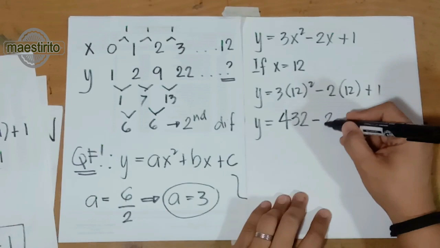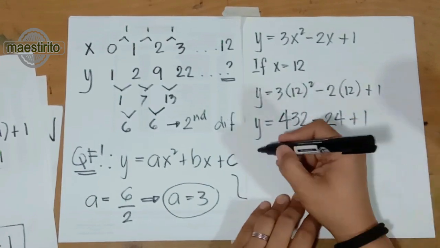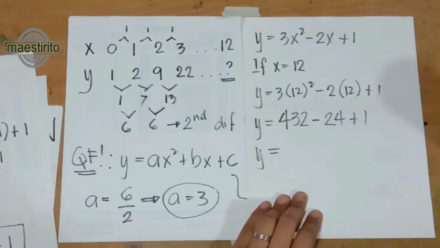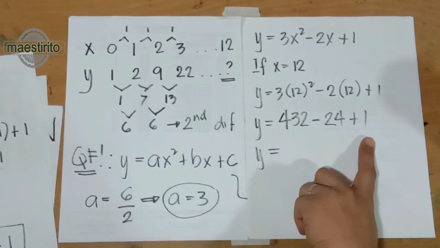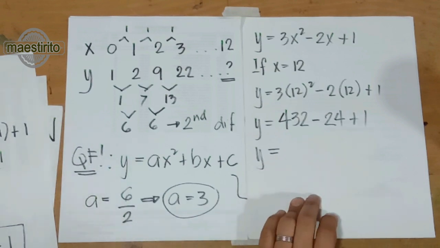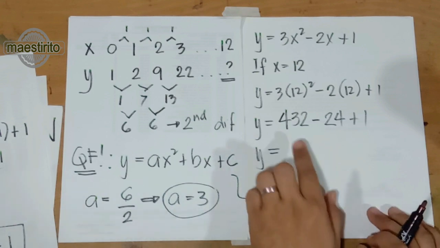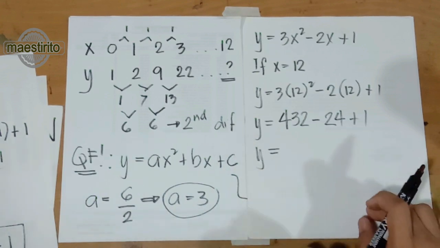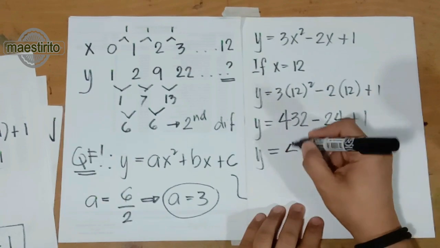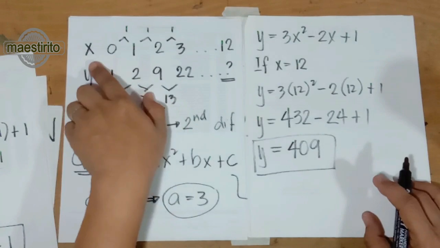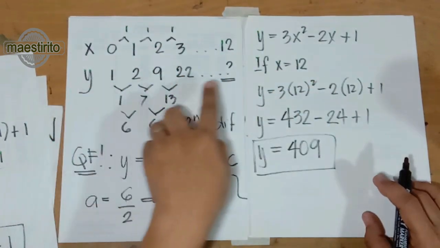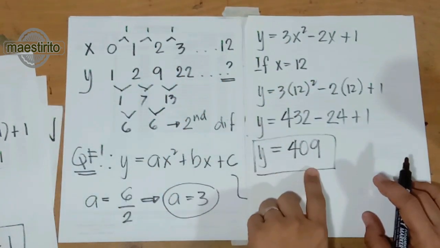Then minus 24 plus 1. So therefore our y would be, that's 432 plus 1, that's 433 minus 24. That will give us 409. So 409. Okay, so if x is 12, therefore the y is 409.